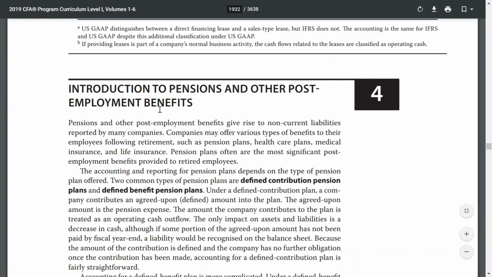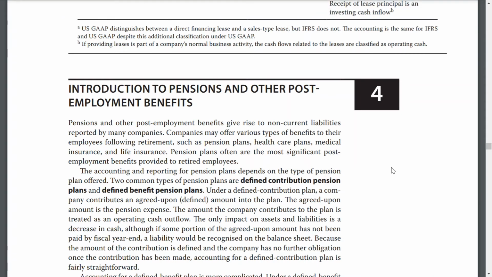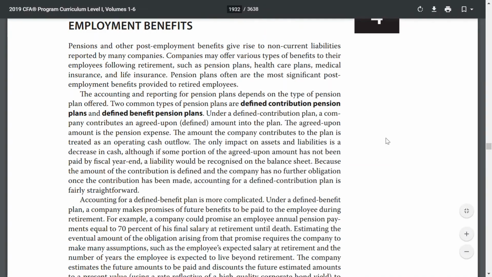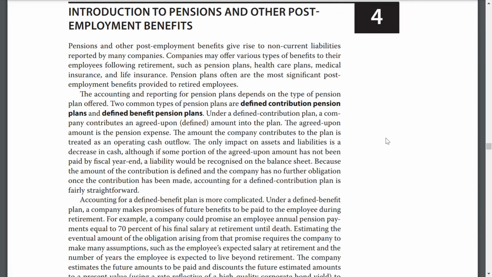Part 4, Introduction to Pensions and Other Post-Employment Benefits. Pensions and other post-employment benefits give rise to non-current liabilities reported by many companies. Companies may offer various types of benefits to their employees following retirement, such as pension plans, healthcare plans, medical insurance, and life insurance. Pension plans often are the most significant post-employment benefit provided to retired employees.